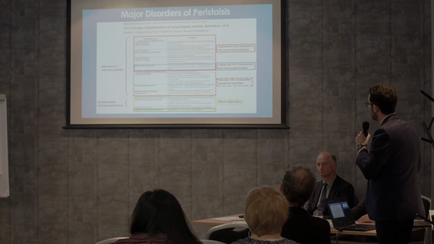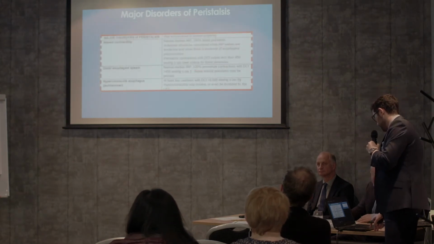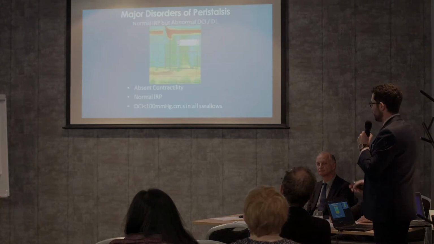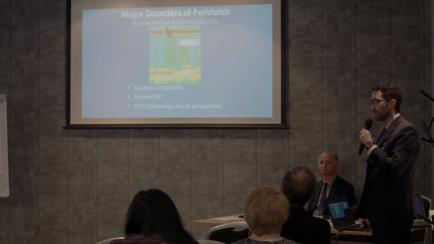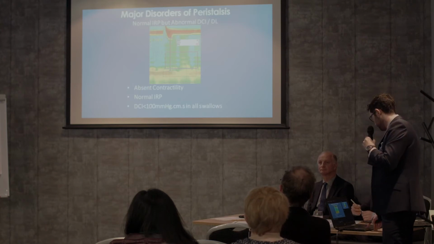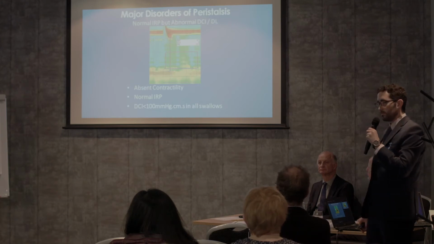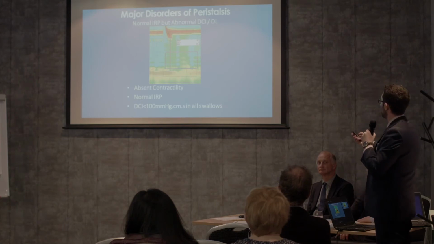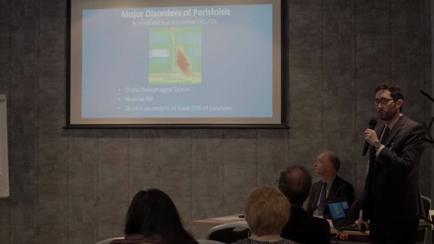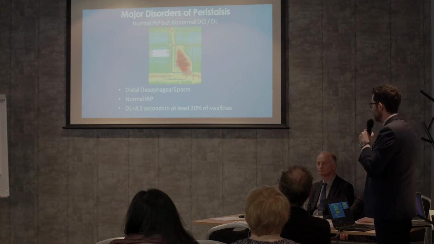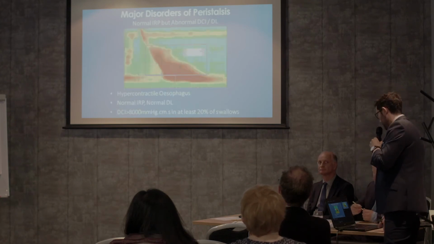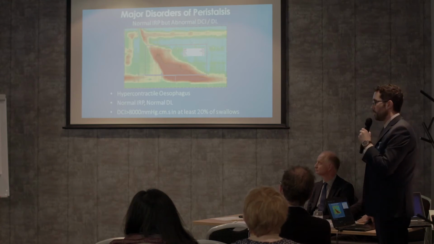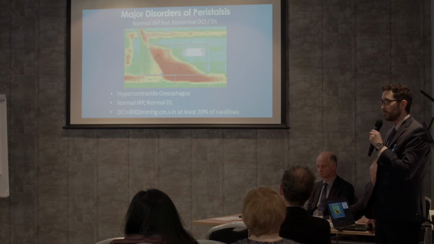So moving down, we now get to the major disorders of peristalsis. Absent contractility is what it says: all swallows less than 100 DCI, IRP normal. Distal esophageal spasm, again, normal IRP in all of these, but distal latency less than 4.5 seconds in at least 20% of the swallows. And hypercontractile esophagus, normal IRP, normal distal latency, but a DCI greater than 8,000, and again in at least 20% of the swallows.